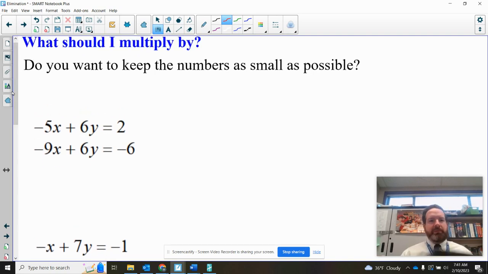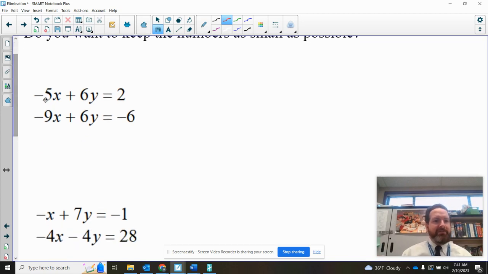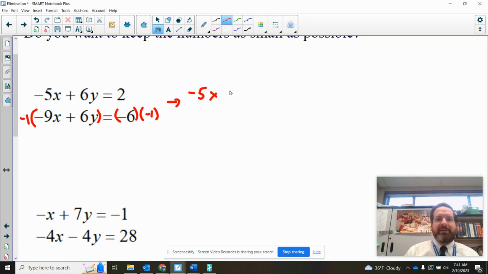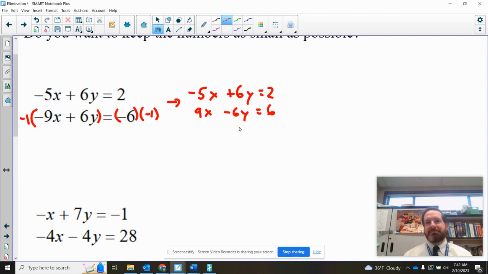In this first example, if we do a quick examination of what we have, the 5 and the 9, well, we see we can eliminate those. We did that up above. But take a look here. These are already almost opposites. As a matter of fact, if we just take one of the equations, how about the bottom one, and change the signs, we're going to have negative 5x plus 6y equals 2 on the top, and then positive 9x minus 6y equals positive 6 on the bottom. And look at that. Your y's eliminate and your numbers still stayed kind of small.